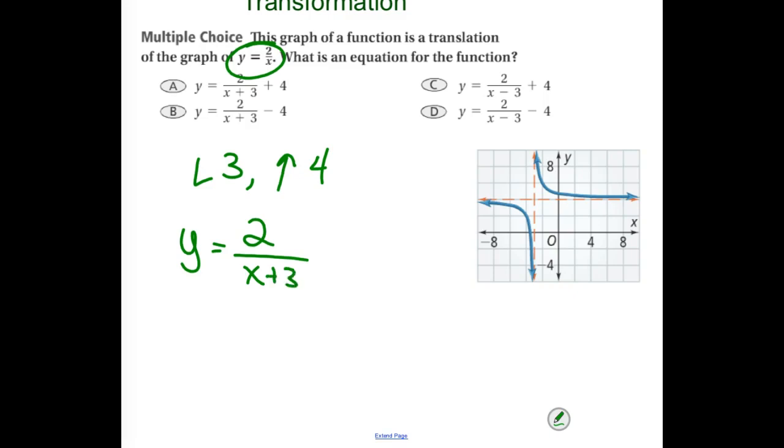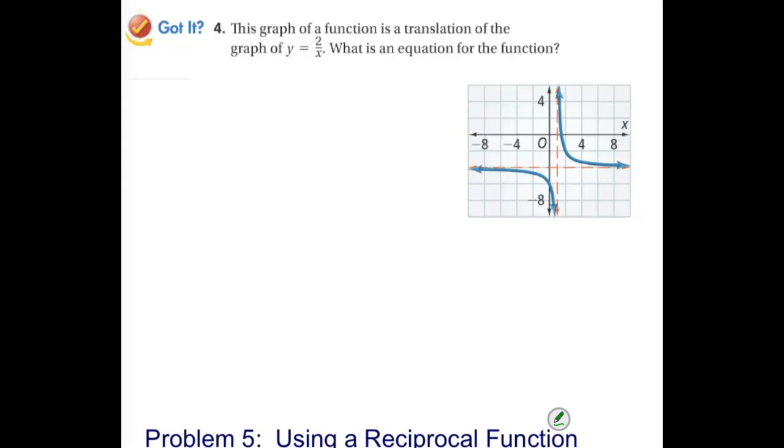And how do we show that we're moving it up 4? Plus 4 on the end. Yes? All right. So for our second one here, we're again starting with y equals 2 divided by x. Which way have we moved it?